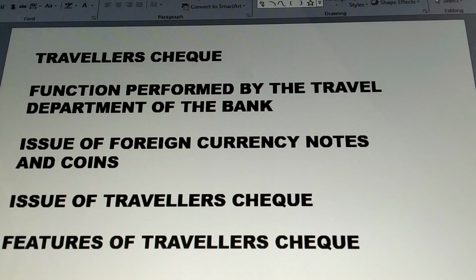Now the next feature: traveler checks are issued to customers in different denominations. The denomination demanded by the customer, or by any person who needs a traveler check, those denominations are issued by the travel section of that particular bank. So traveler checks are issued to customers in different denominations, not the same denomination.